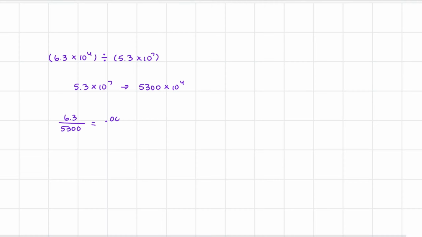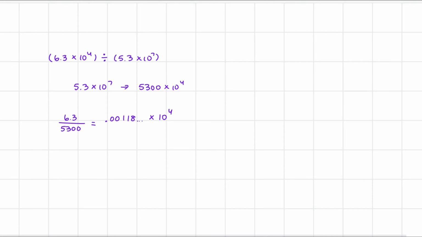Let's try another problem. If we had 6.3 times 10 to the power 4 divided by 5.3 times 10 to the power 7, what would we do? So we can move 10 to the power 7 to make it 10 to the power 4. That's just easier for me, but you could take whatever approach you want. So that would become 5,300 times 10 to the power 4. Now we can divide them. 6.3 divided by 5,300 times 10 to the power 4. So that would be 0.00118 roughly times 10 to the power 4.